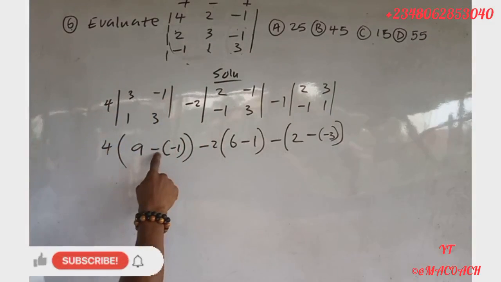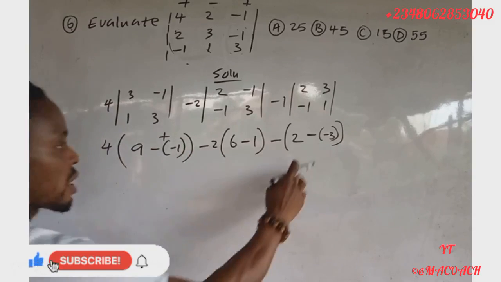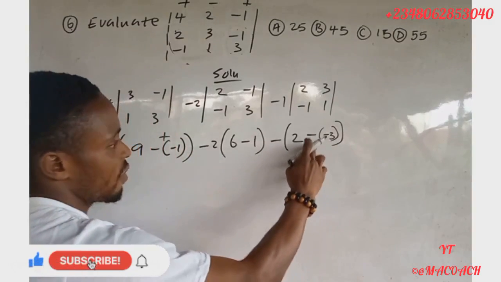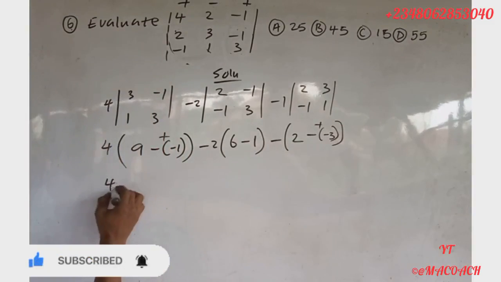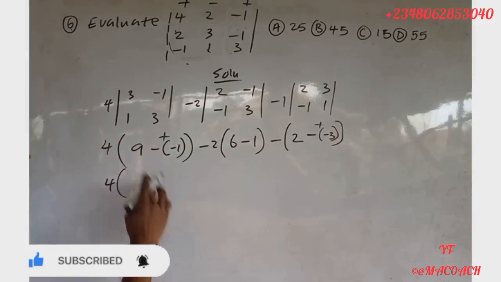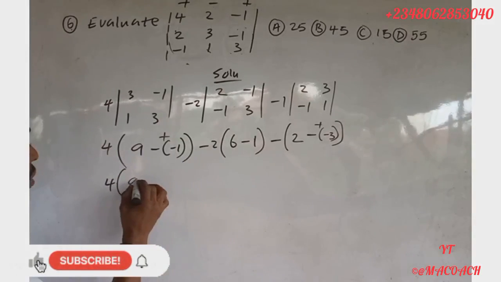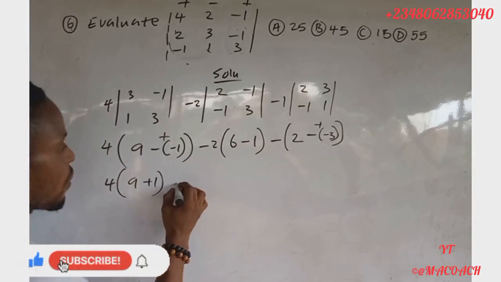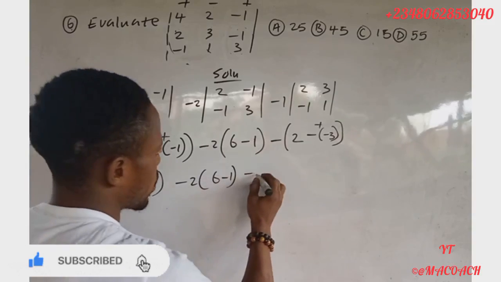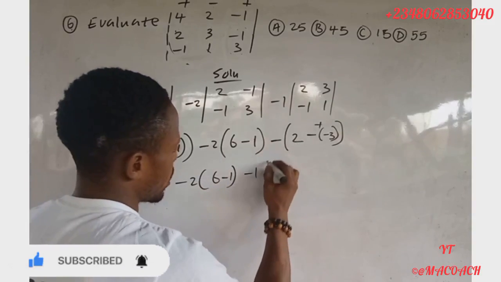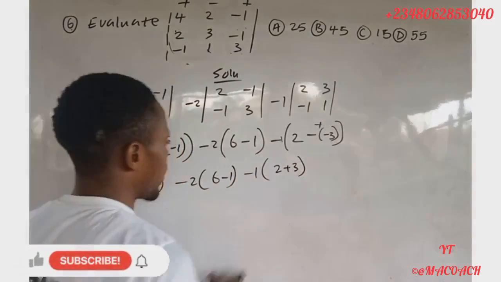Okay, next thing to do here now. So let's open here. We have plus, minus times minus here, we have plus here, right? The same thing is applicable here. We have minus times minus, plus here. So in this place, you can see 4 into brackets. Let me write this outside. You have 9 plus 1. Here we have minus 2 into bracket 6 minus 1. Here we have minus 1 into brackets, this 1 here, so we have 2 plus 3. Let's close the bracket.